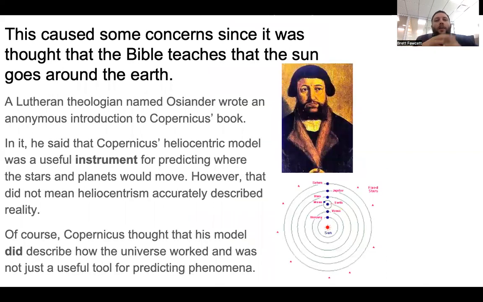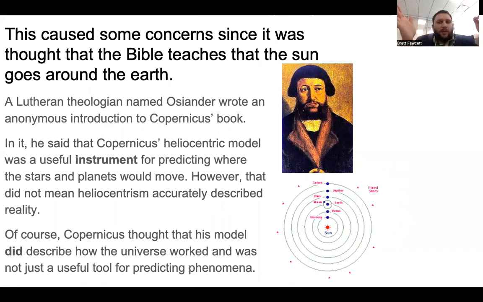Now, this caused some concern in some circles because it was thought that the Bible teaches the sun goes around the earth. A Lutheran theologian and astronomer named Osiander actually wrote an introduction anonymously to Copernicus's book, and in it he said, "What Copernicus proposes in this book, the heliocentric model, is a great instrument for predicting where stars and planets are going to move in outer space."